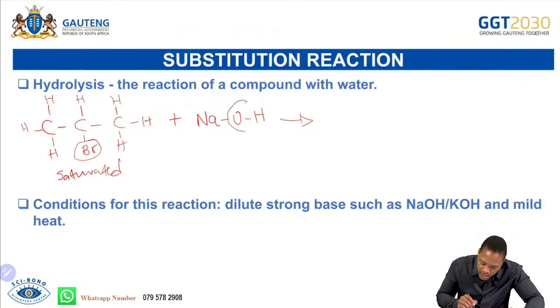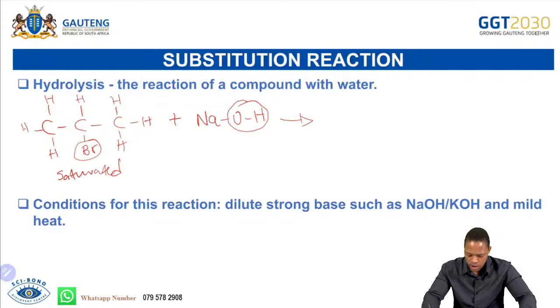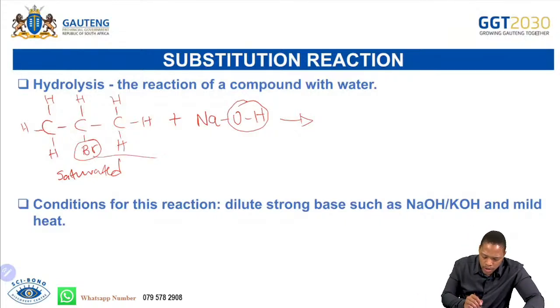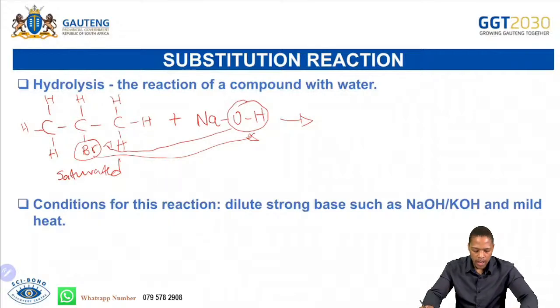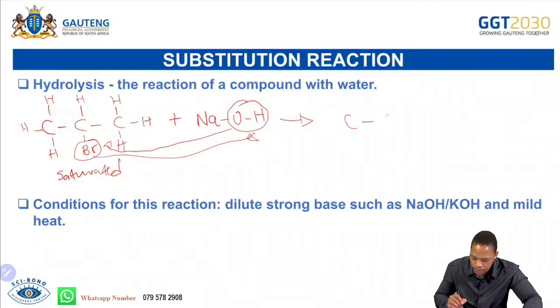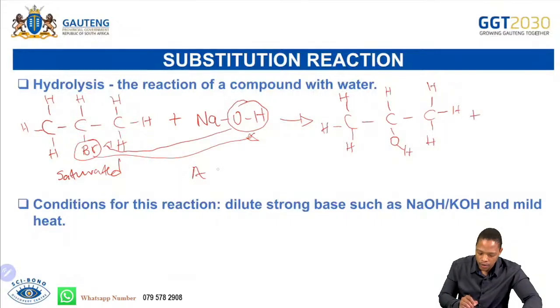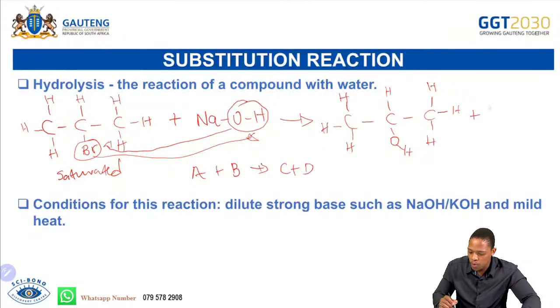So if I get rid of the halogen, I must go and look for an OH. Well, here's the OH in NaOH, my dilute strong base. It's a substitution reaction, so this one goes where this one was, and this one comes here where the Br was. They exchange places, they substitute. Therefore, our product becomes C, the hydrogens remain where they were, and where we had a Br, we now have an OH. Now we have an alcohol. But remember, the substitution reaction takes the form A plus B gives C plus D. So this would be C, and our D will be NaBr. That's what we'll be forming.